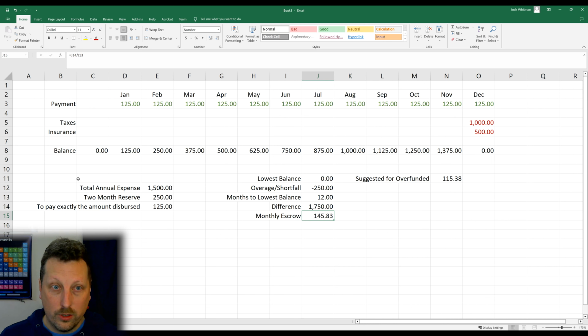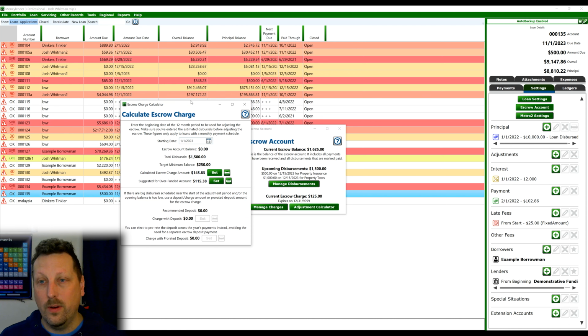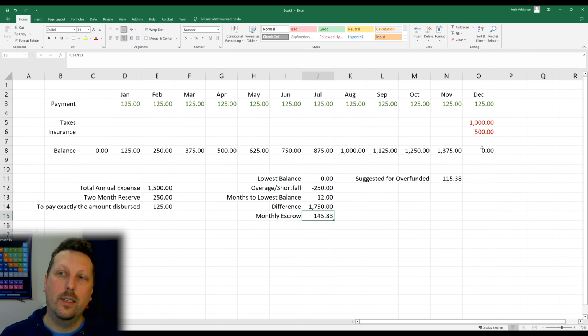So this whole structure that you see in this Excel spreadsheet, this is the logic and math that's happening under the hood when you run the escrow adjustment calculator. So that's the perfect situation, right, where the money's paid at the very end, there's no opening balance, the easiest possible situation to deal with.